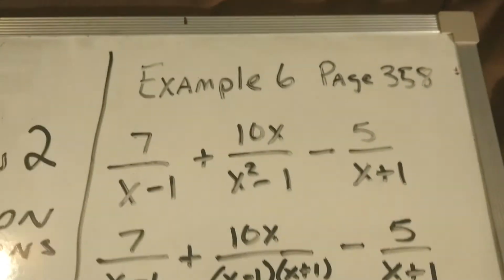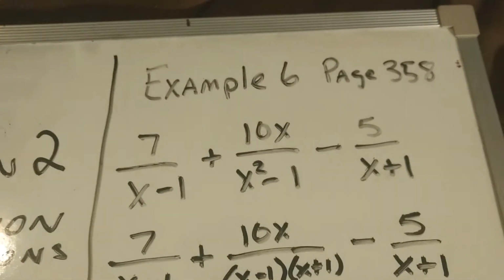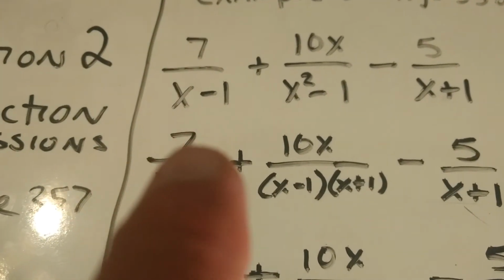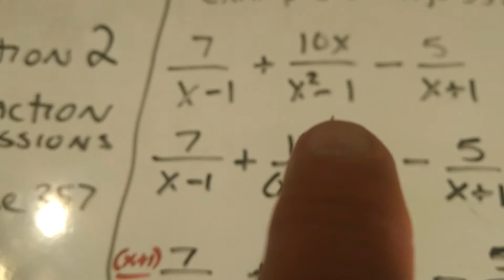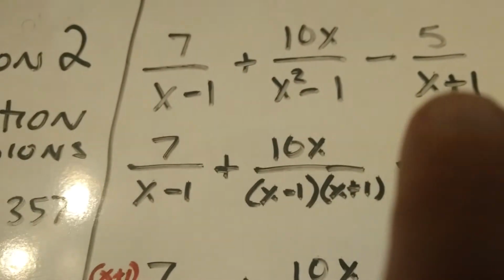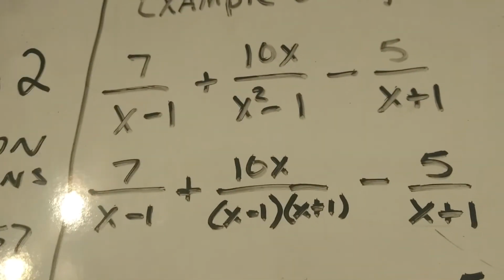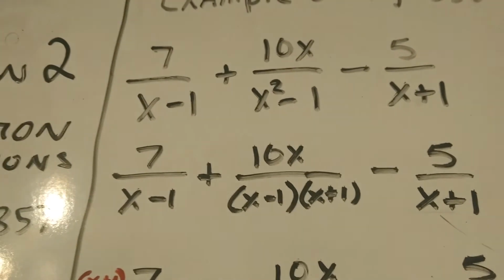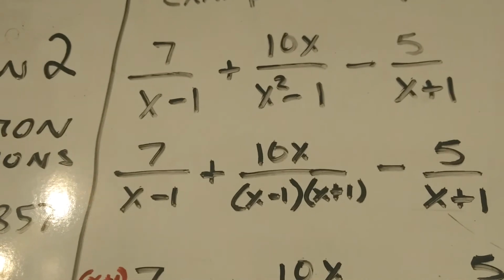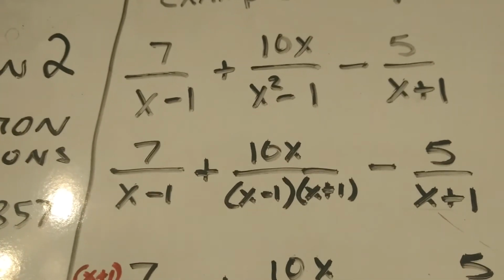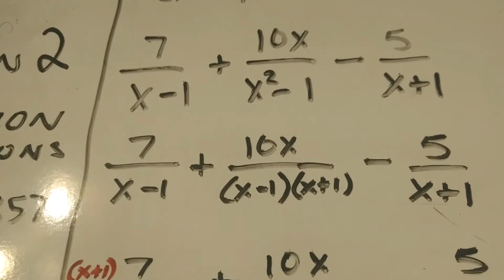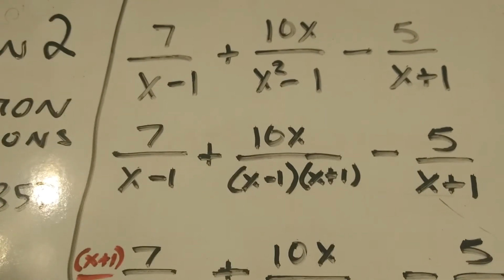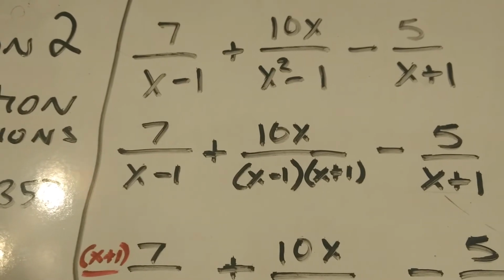Last example problem. Example 6, page 358. This one has 7 over x minus 1 plus 10x over x squared minus 1 minus 5 over x plus 1. I can't tell you enough how much you've got to know the 5 factoring techniques. They are not going away. They are in chapter 6, they're in chapter 7, they're in chapter 8, they're in chapter 4, which we have left to cover.